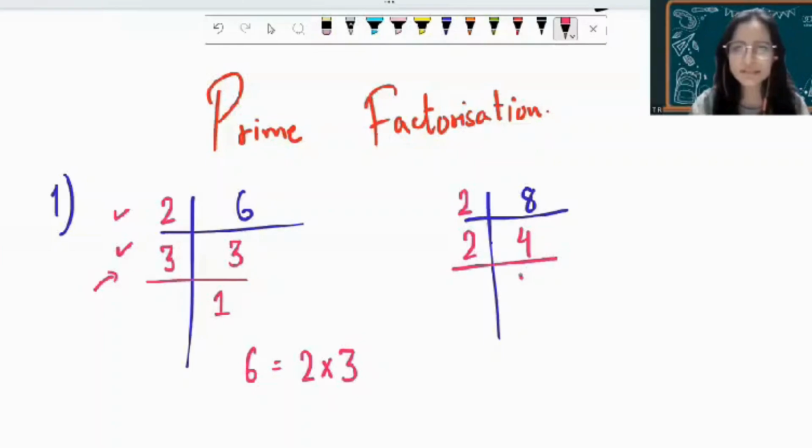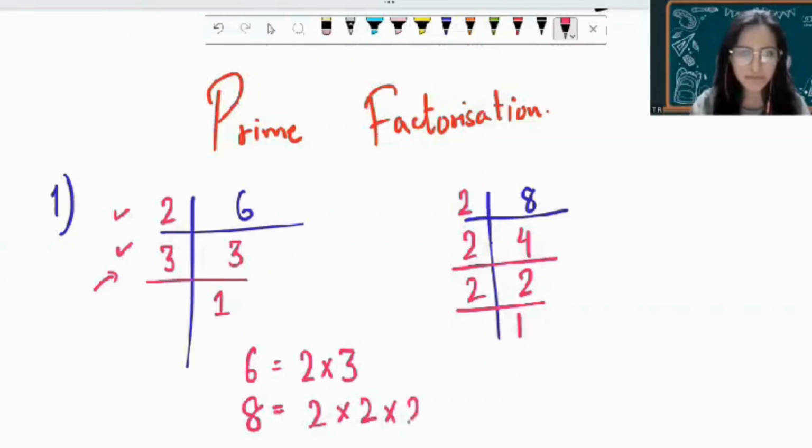It is going to give us an answer like 2. And 2 is a prime number. We are going to have 2, and that's 1. Now you see, 2 times 2 times 2 is going to give you the answer 8. That is also right. So let's write down 8 equals 2 times 2 times 2.